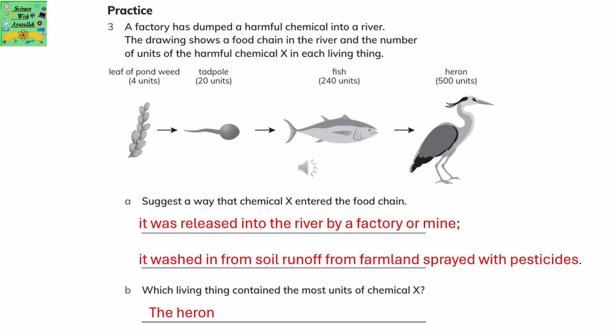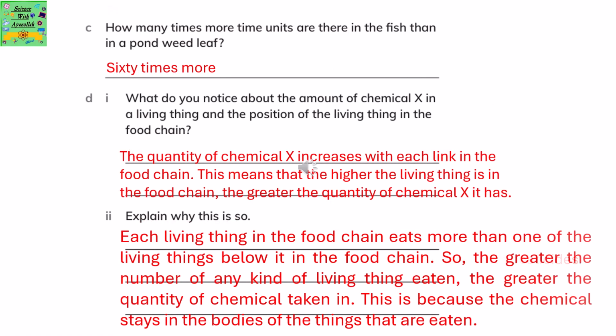Which living thing contained the most units of chemical X? The heron. How many times more units are there in the fish than in a pond weed leaf? 60 times more. What do you notice about the amount of chemical X in a living thing and the position of the living thing in the food chain? The quantity of chemical X increases with each link in the food chain.